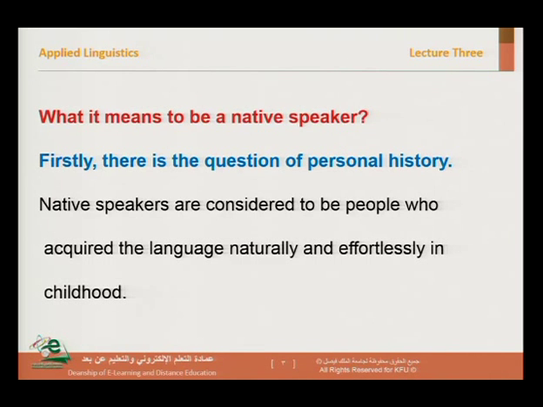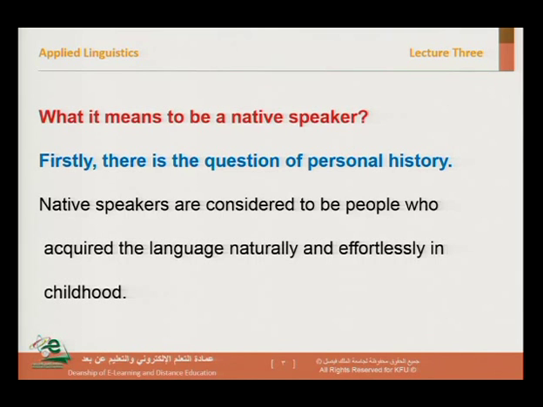So before we start off our presentation today, I would like to define what it means to be a native speaker in a certain language. So we've got three factors here that have to be mentioned in order for us to be able to understand this concept, which is the native speaker.